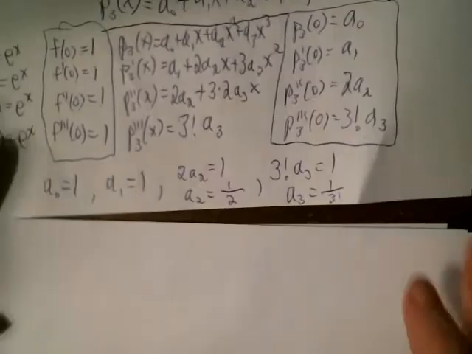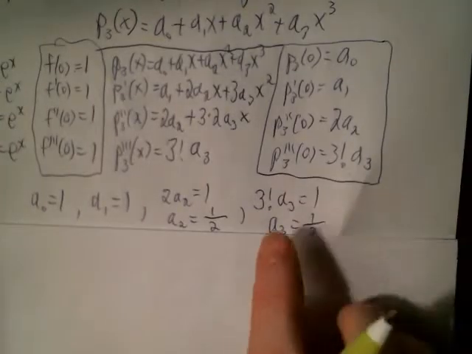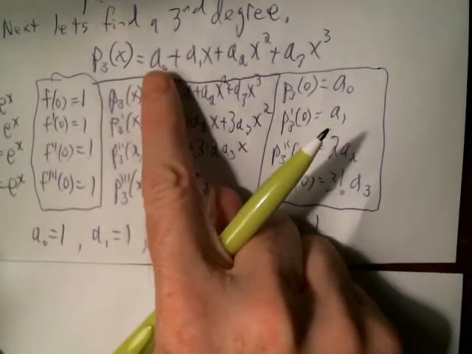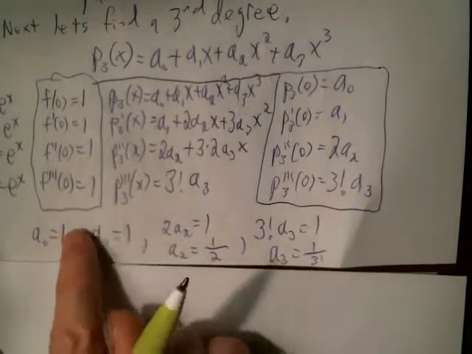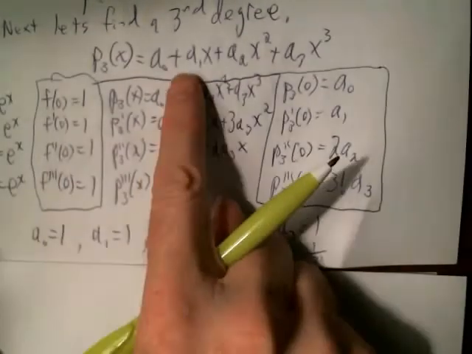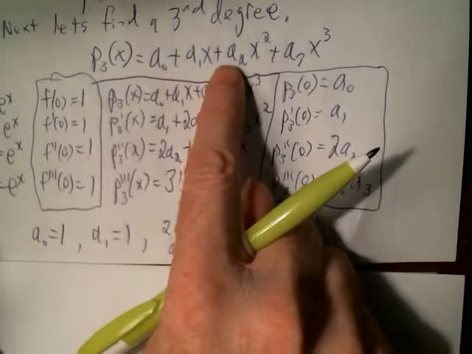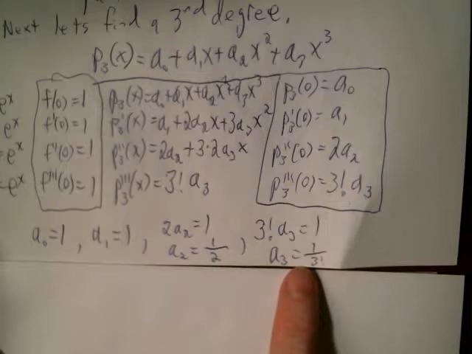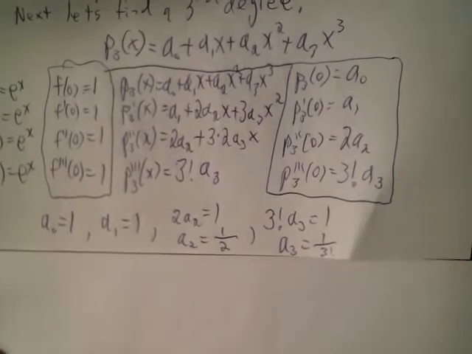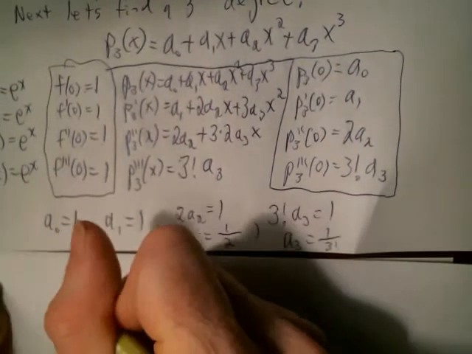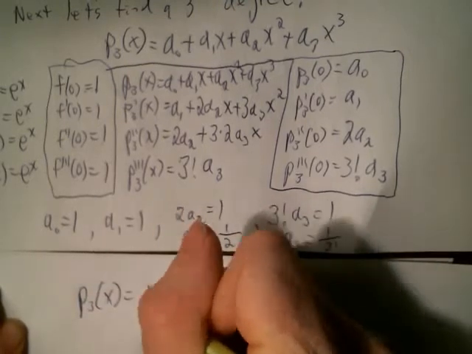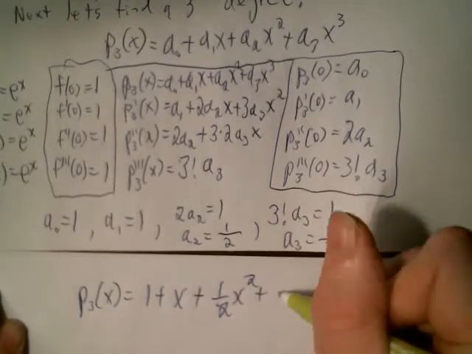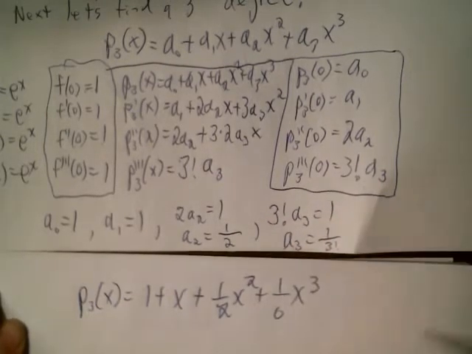And in general, we're getting at the pattern. It may not be clear yet, but the coefficients on your polynomial will always be 1, which is f of 0, and then the next coefficient will be f prime of 0, then f double prime of 0 divided by 2, then f triple prime of 0 divided by 3 factorial, and so on. Right now we have p sub 3 of x is 1 plus 1x plus 1/2 x squared plus 1 over 6 x cubed as our approximation.